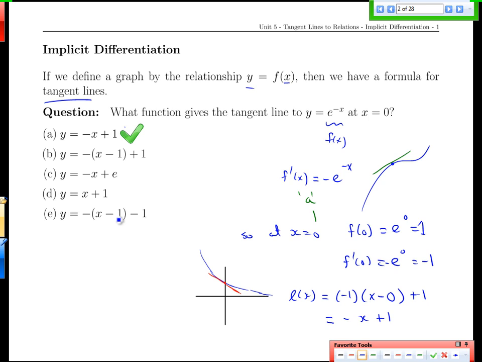Any others that are close? No, none of these work out to be the same formula as what we already have up here at the top. So it's always f prime of a, the derivative at the point we're interested in, times x minus the x coordinate that we're interested in, plus whatever the value of the function is at our point. In this case here, e to the negative 0 is simply 1.